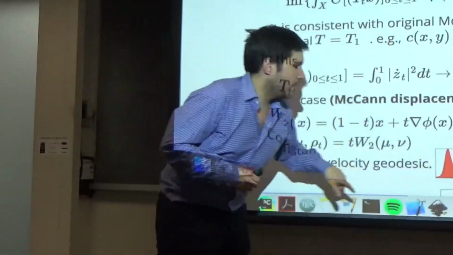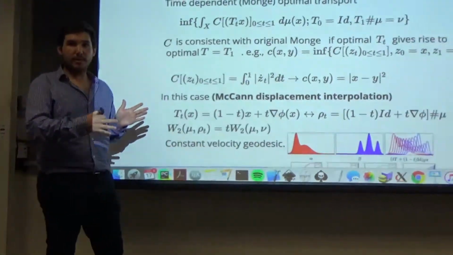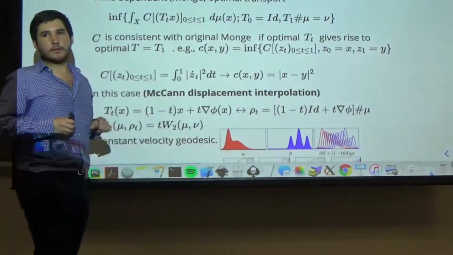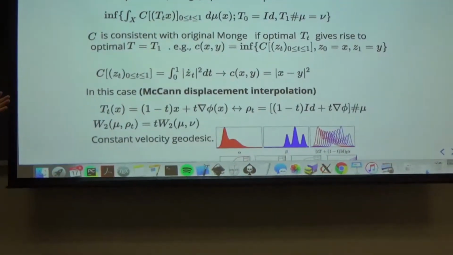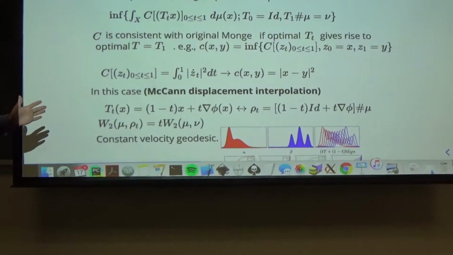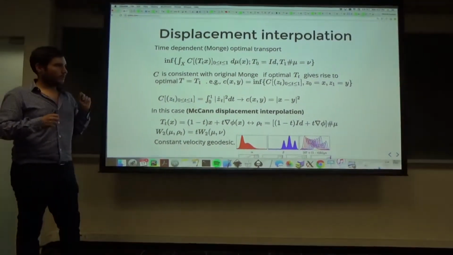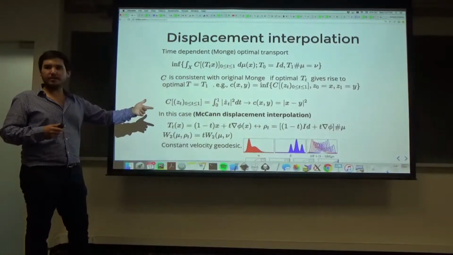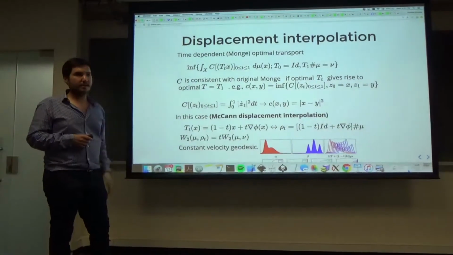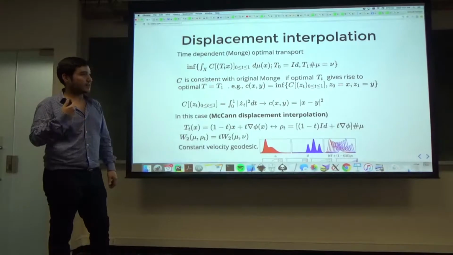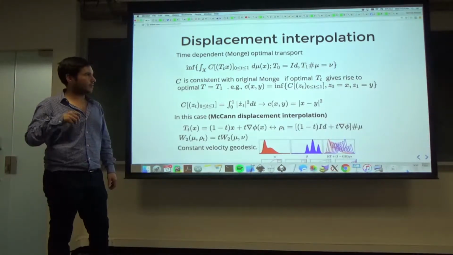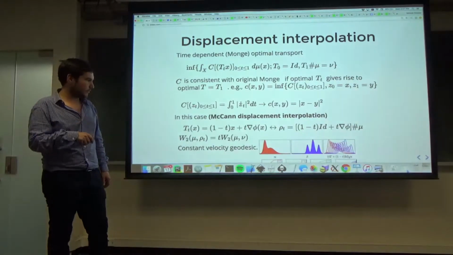So we want to interpolate between two distributions, and we can show what we get, right? If we're just doing the linear interpolation between mu and nu, then we wouldn't get this. So there's something very special in this case, and we're going to talk a little bit about this in some minutes.